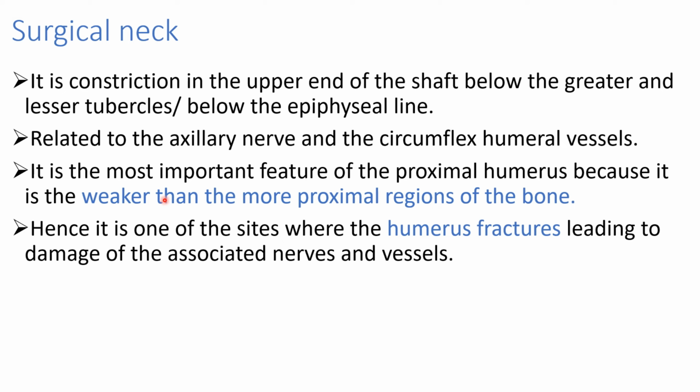It is one of the sites where humerus fractures occur, leading to damage of the associated nerve, which is the axillary nerve, and the vessels, which are the circumflex humeral vessels. So the surgical neck is important clinically to surgeons. Why? It is weaker than the more proximal regions of the bone, leading to humerus fracture. It is one of the sites where humerus fracture occurs and leads to damage of the axillary nerve and the circumflex humeral vessels.